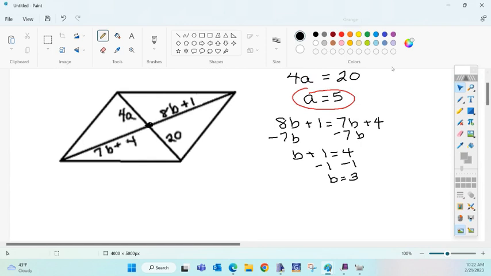So here's our second answer. B is 3. If we wanted to check it, we could do 8 times 3 is 24 plus 1 is 25. 7 times 3 is 21 plus 4 is 25. That's good. They equal each other. So that's a good way to know if you were right. Everybody good? Let's move on.